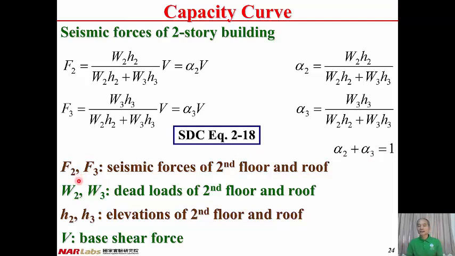F2, F3 are the seismic forces applied at the second floor and the roof. W2, W3 are the dead loads or weight of the second floor and the roof. And H2, H3 are the elevation of the second floor and the roof respectively. And V is the base shear force.